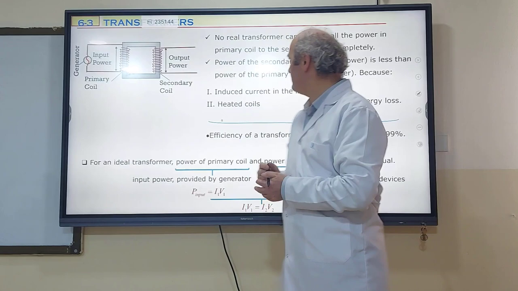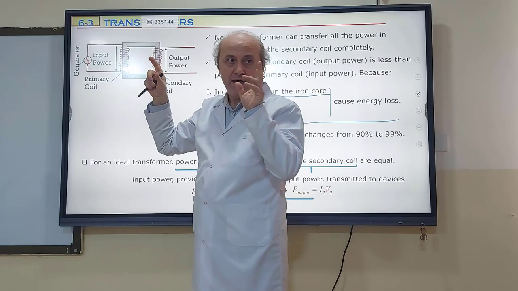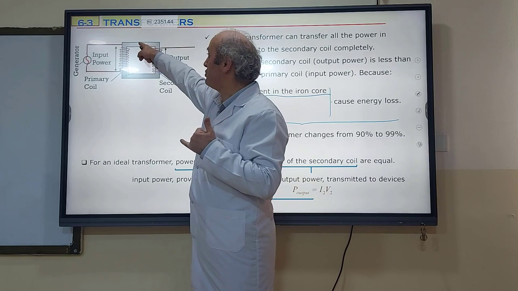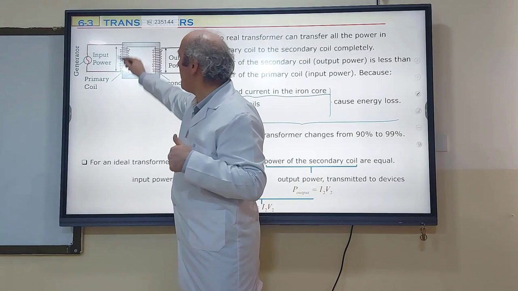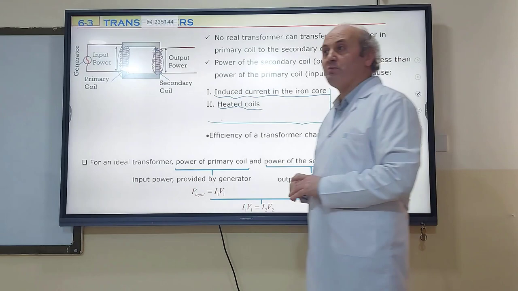One of them is the current in the iron core. As magnetic flux is changing in the iron core, the magnetic flux change induces a current in the iron core, and this electric current causes the core to heat up. The second one is that every coil has some resistance. And what does resistance do? It causes electric energy to convert to heat. Because of these two reasons, no transformer can transfer all the power from the primary to the secondary.